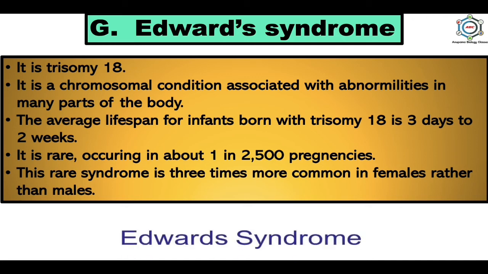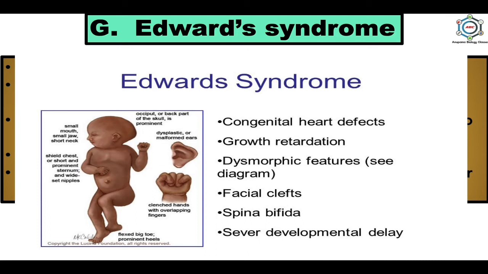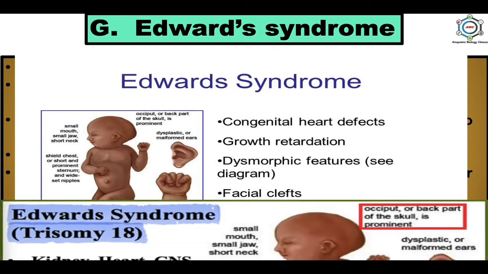females rather than males. In case of Edward syndrome, here you can see the symptoms like congenital heart defects, growth retardation, dysmorphic features like the small mouth, small jaw, short neck, shield chest or short and prominent sternum and wide set nipples, flexed big toe, prominent heels, clenched hands with overlapping fingers, dysplastic or malformed ears, occiput or back part of the skull is prominent, facial cleft, spina bifida, severe developmental delay occurs in this case.